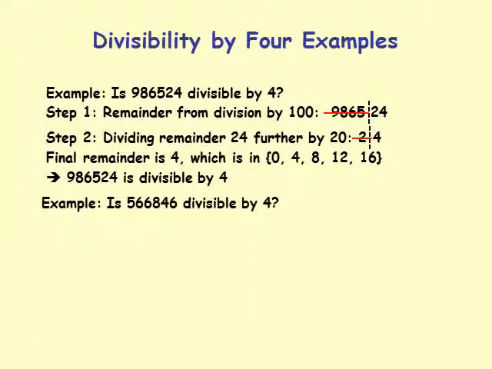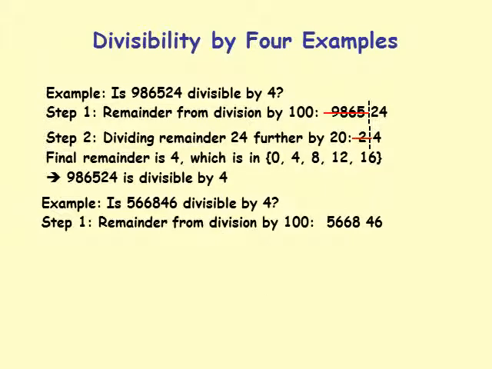Let's continue. Example: is 5, 6, 6, 8, 4, 6 divisible by 4? First we find our remainder from division by 100. So 46 is the remainder. 5, 6, 6, 8 is the quotient, and we'll toss out the quotient.